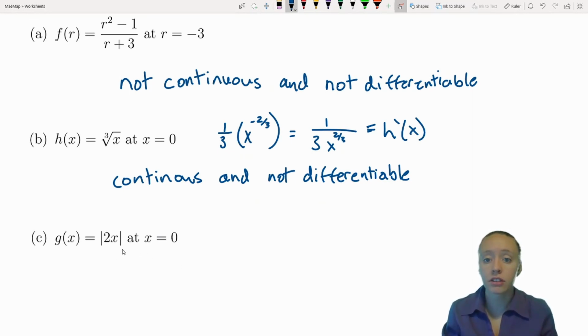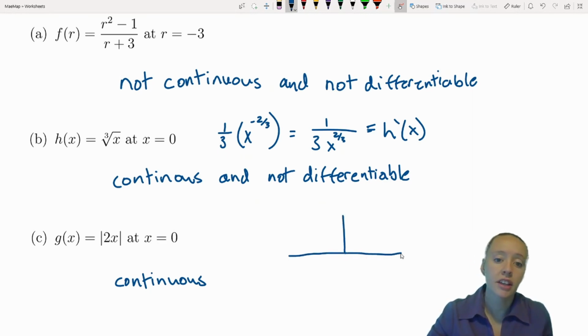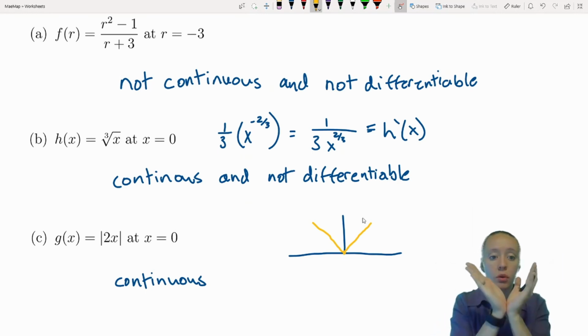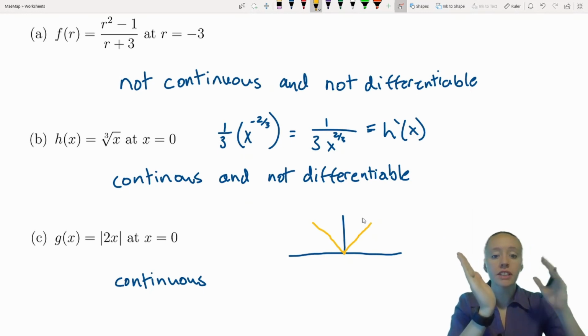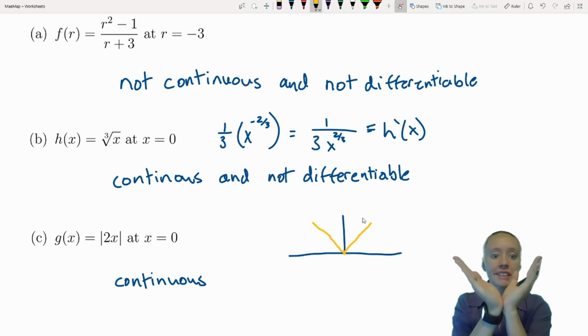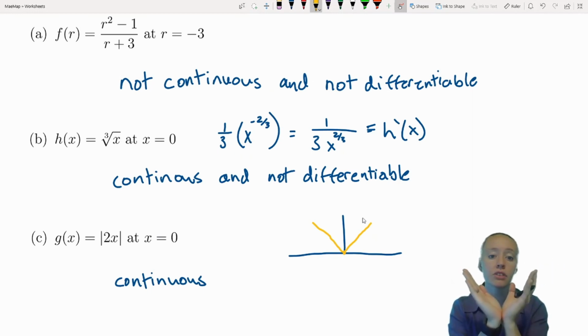Well, we can plug 0 right in, so we know it is indeed continuous. However, let's think about the graph of the absolute value of 2x. We have a negative slope to the left of 0, and then at 0 our slope immediately changes to a positive slope. So right here we have a corner. The slope, or the derivative, is constant before that, and then all of a sudden it immediately switches. But what is the derivative at that point? Does it take on that negative slope? Does it take on that positive slope?